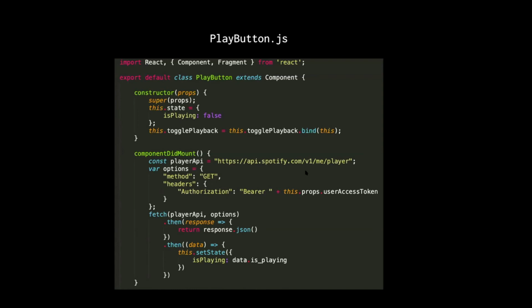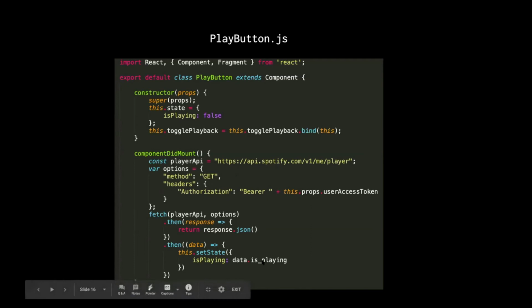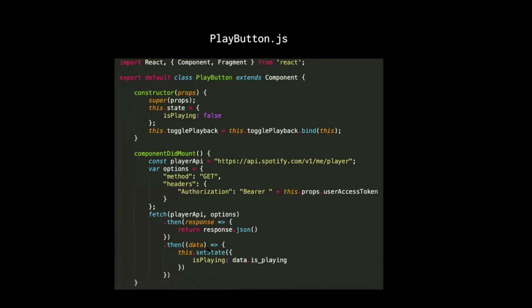So in order to do that, when this component loads, you can see here that we're making a call out to the me/player API to fetch information about the current playback state. And what we're doing is we're taking the isPlaying property from the player API, and we're assigning that to the state of this component so that this component will know if audio is currently playing in the user's account or not.